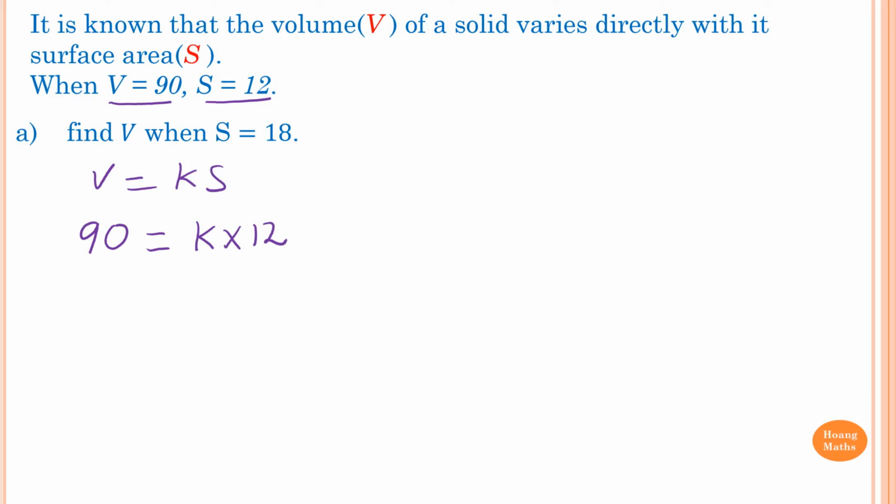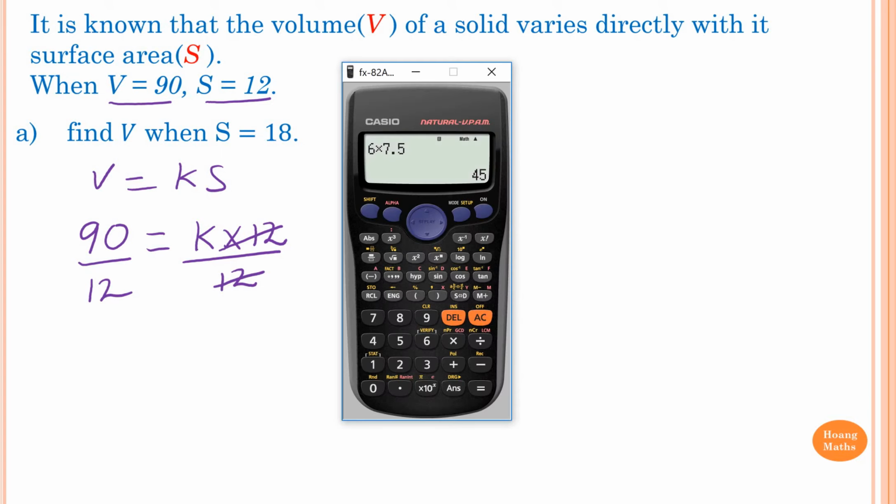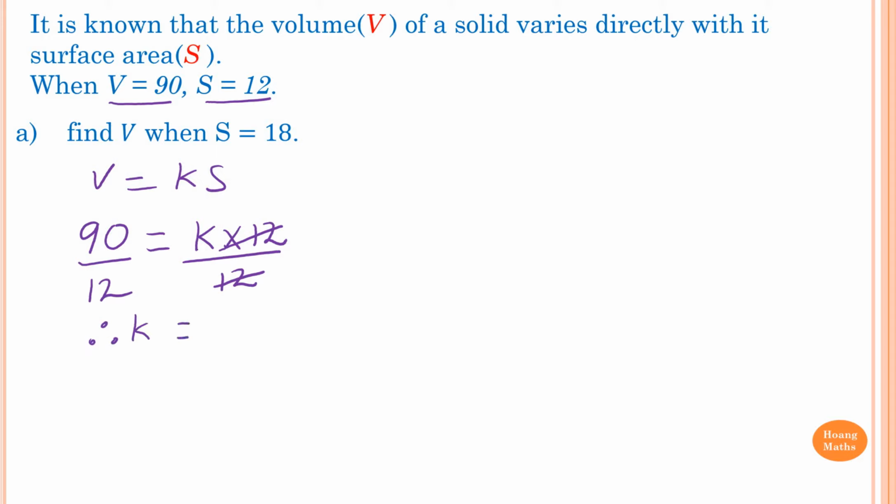Now to find K, we just divide this by 12. So this cancels out. So 90 divided by 12, which is 7.5. So therefore K is equal to 7.5. Now we just substitute K in there to write out the rule for this. So therefore V is equal to 7.5S. Now the question is to find V when S is 18, which is V is equal to 7.5 times 18.